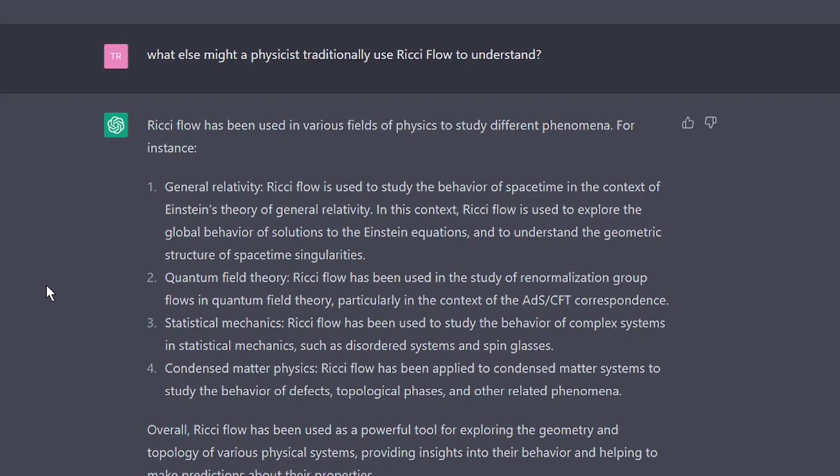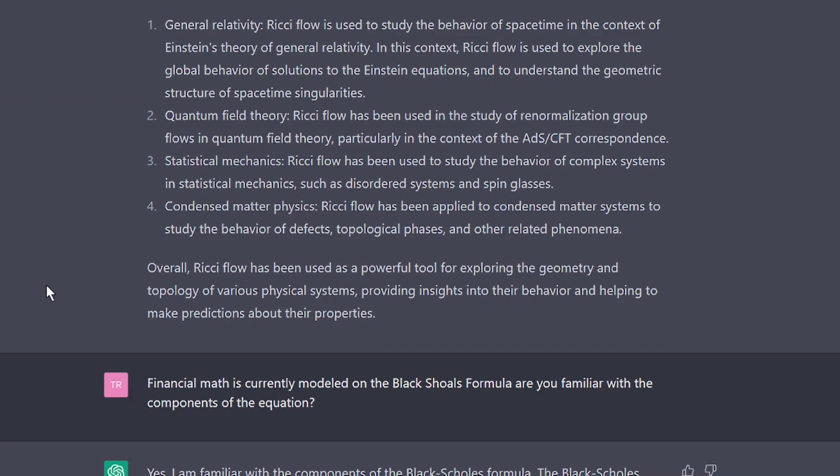Quantum field theory. Ricci flow has been used in the study of renormalization group flows and quantum field theory, particularly in the context of AdS/CFT correspondence. 3. Statistical models. Ricci flow has been used to study the behavior of complex systems in statistical models, such as disordered systems and spin glasses. And 4th, condensed matter physics. Ricci flow has been applied to condensed matter systems to study the behavior of defects, topological phases, and other related phenomena. Overall, Ricci flow has been used as a powerful tool for exploring geometry and topology of various physical systems, providing insight into the behavior and helping make predictions about their properties.